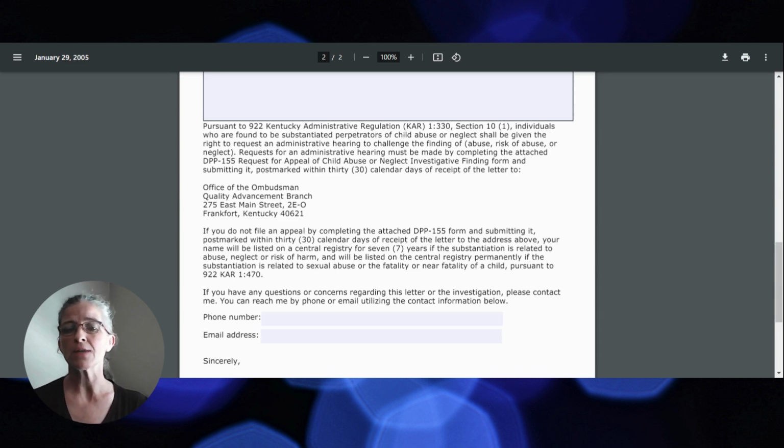So, if you're not in the state of Kentucky, you should be able to find a form in your version of the cabinet that would provide you the same information. They are required to send this information to you.